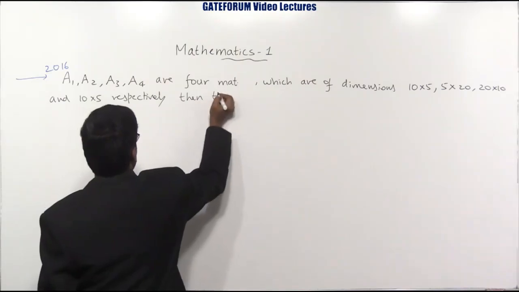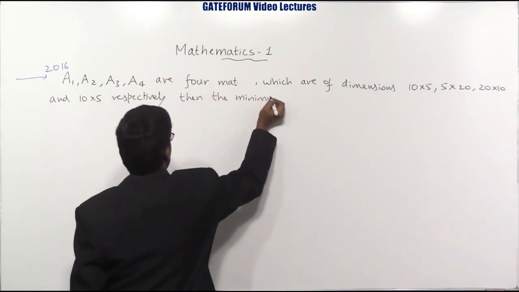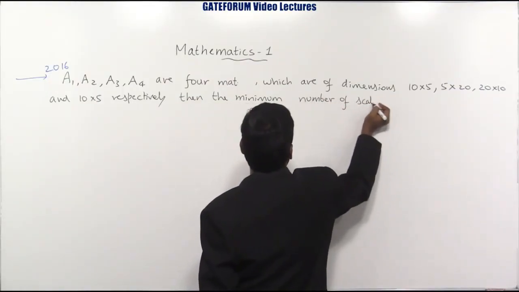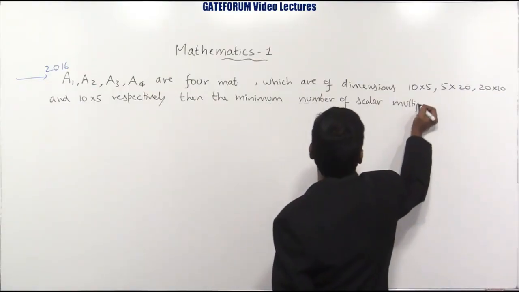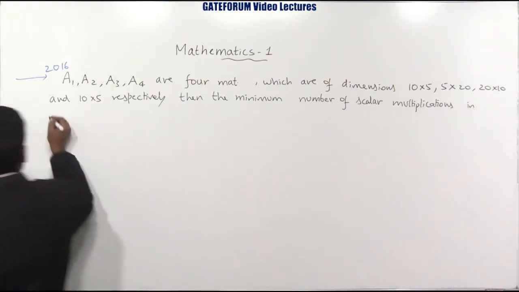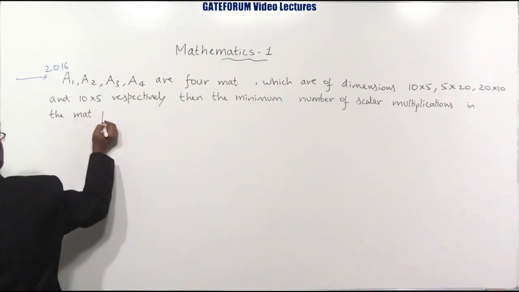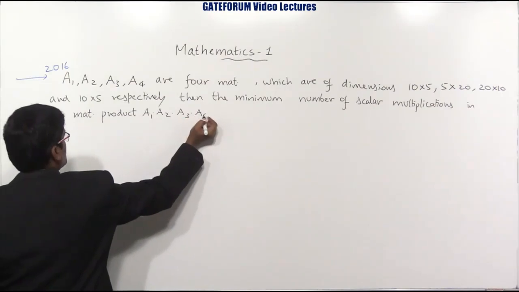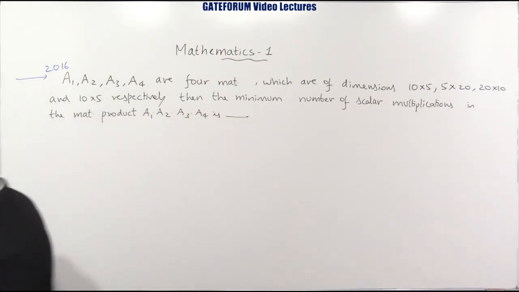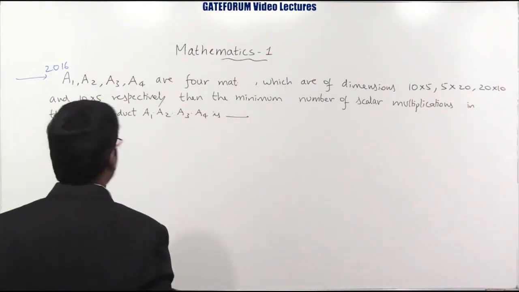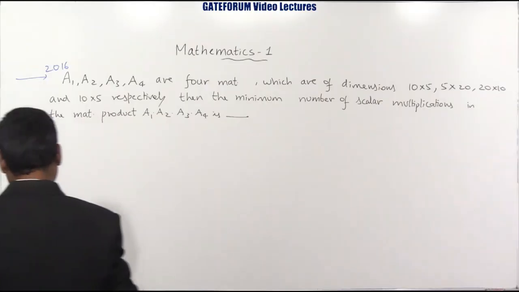Then the minimum number of scalar multiplications in the matrix product A1 into A2 into A3 into A4 using basic matrix multiplication. Okay. Solution.